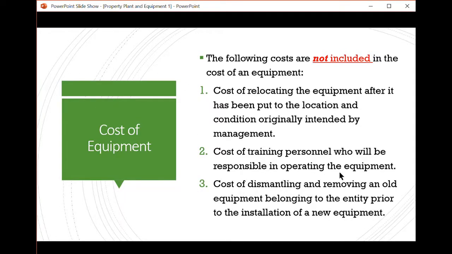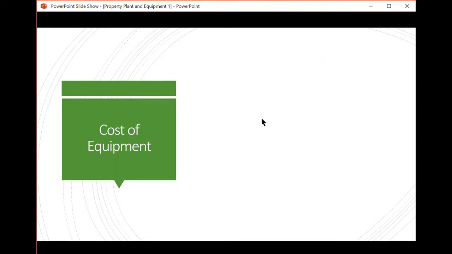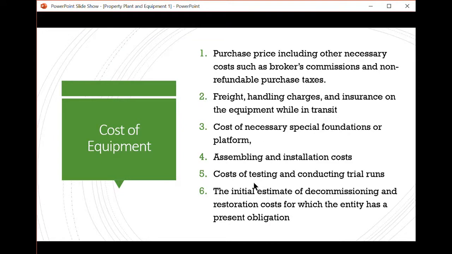Cost of dismantling and removing an old equipment belonging to the entity prior to the installation of the new equipment. So let's go back to the last nga requirement. Remember that this is the initial estimate. So meaning, wala pa, bago pag-yun ni siya pagpalit nimo sa item, pagkapalit nimo sa equipment, naka-estimate ka na kung pila gani iyahang cost para tangtangon. And then you have to take note of this term wherein you have a present obligation to decommission and restore the area.